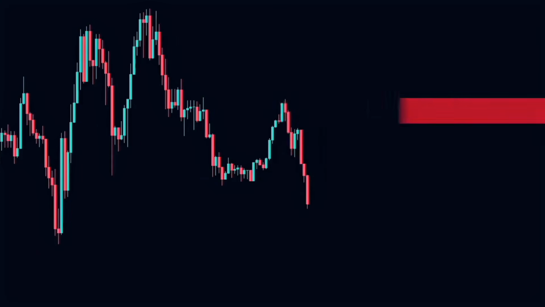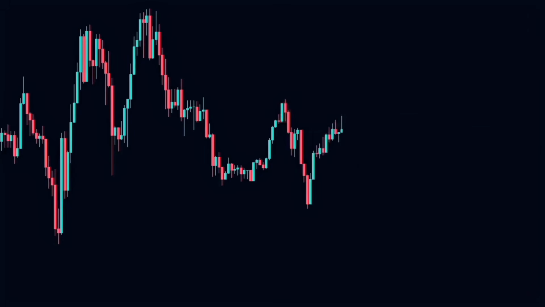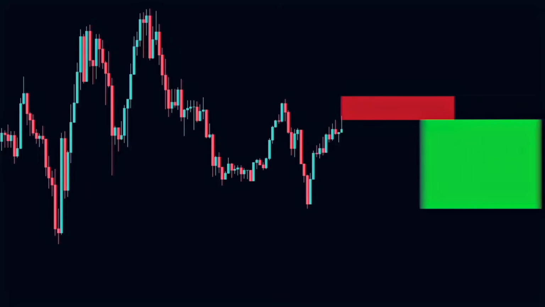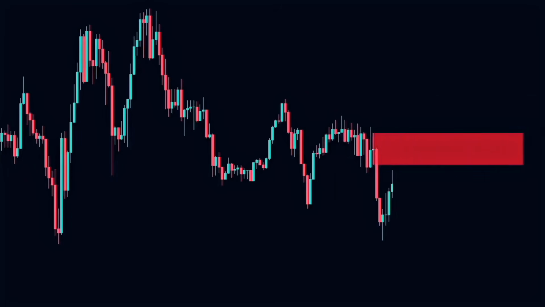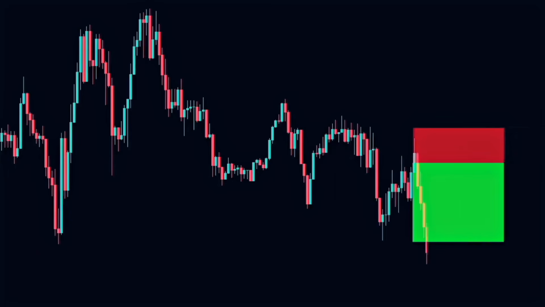Easy win. Another supply zone forms, still in a downtrend. Retest, enter short, same stop and target. And guess what? Another winner. This repeats, racking up trades in the trend's direction, boosting your win rate big time.